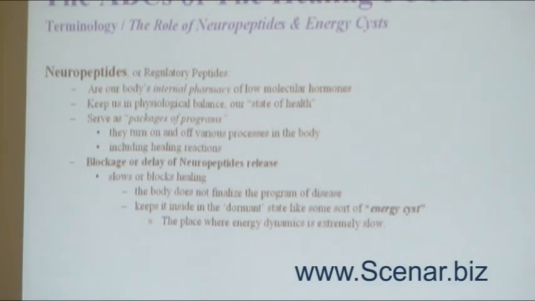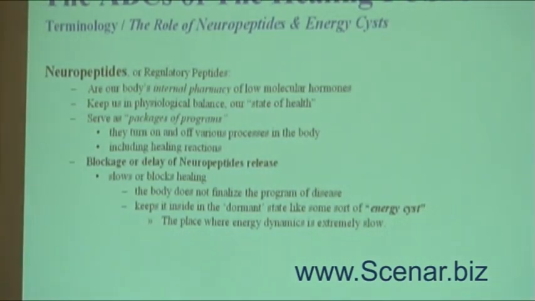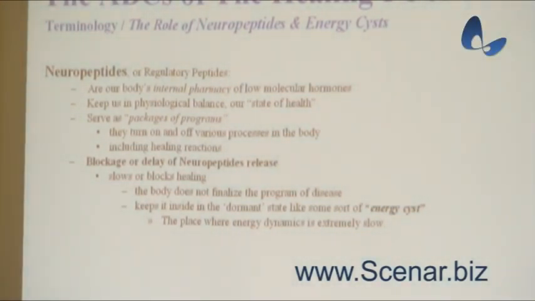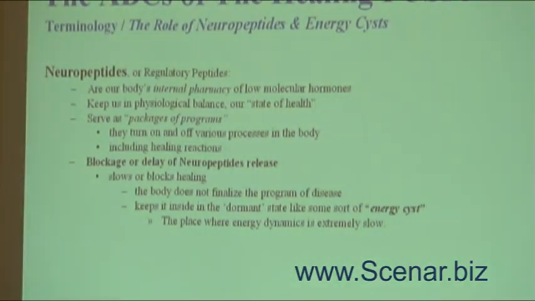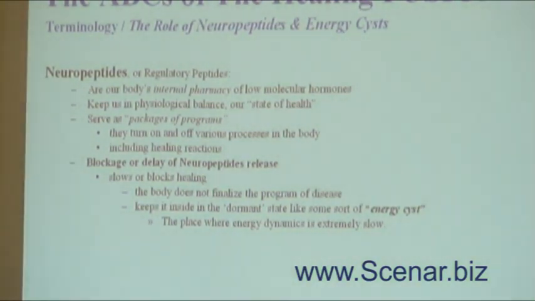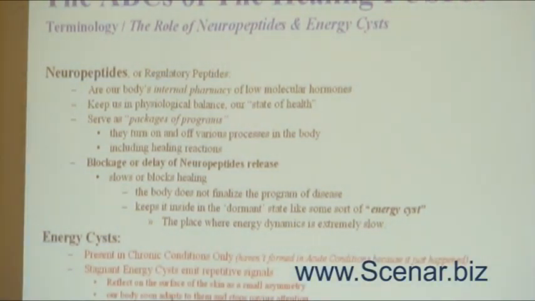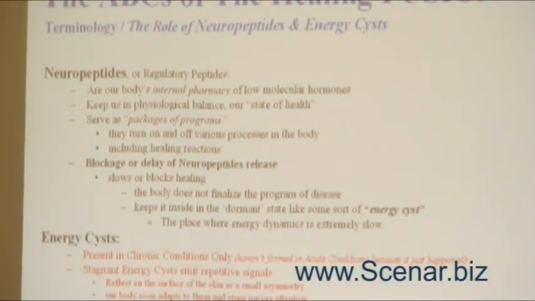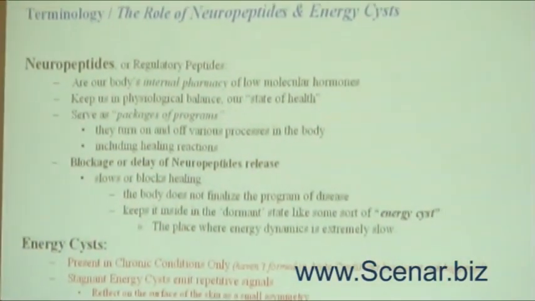They're also communication links. They trigger cell communication in the body as well. So these serve as sort of packages of programs, and there are things that block neuropeptide release. Those are called energy cysts, and that's another term that we want to become familiar with. An energy cyst itself, these are going to appear in chronic cases, not acute.